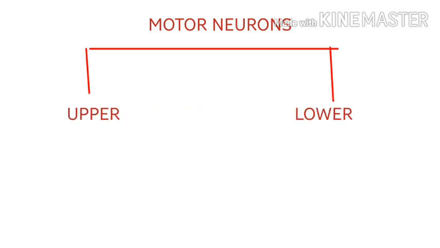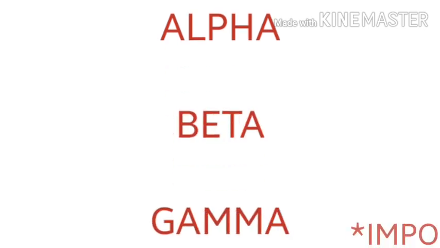Axons from upper motor neurons synapse into interneurons. Now, what are interneurons? I'll tell you that. Axons from the upper motor neurons make synapses to the lower motor neurons, and they also synapse to the neurons of the spinal cord. Types of motor neurons include alpha motor neurons, beta motor neurons, and gamma motor neurons. Now, these are the types of lower motor neurons, by the way.